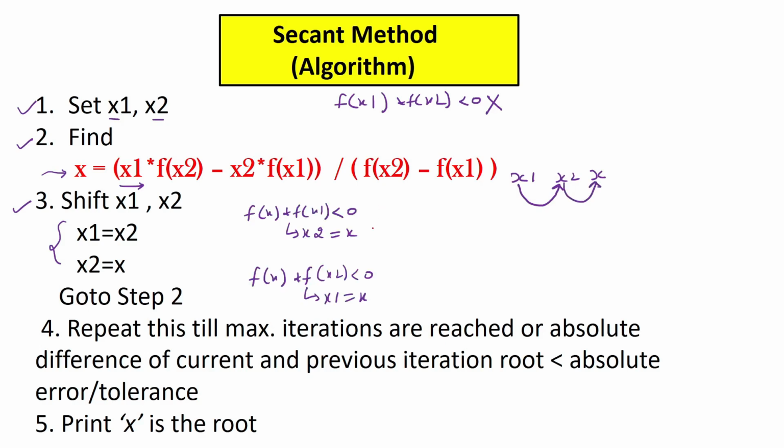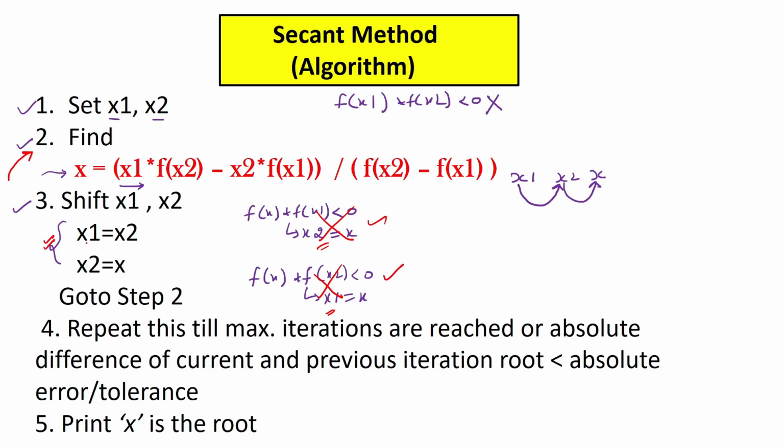In the regula falsi method, we were checking these conditions to change the values of x1 and x2. But in the secant method, we need not check these conditions. We can just shift x1 and x2 in this way: x1 gets the value of x2 and x2 gets the value of x. And then we go to step number 2. That is, again we repeat this step, and we find the x value between the new x1 and x2 that we got from this step.